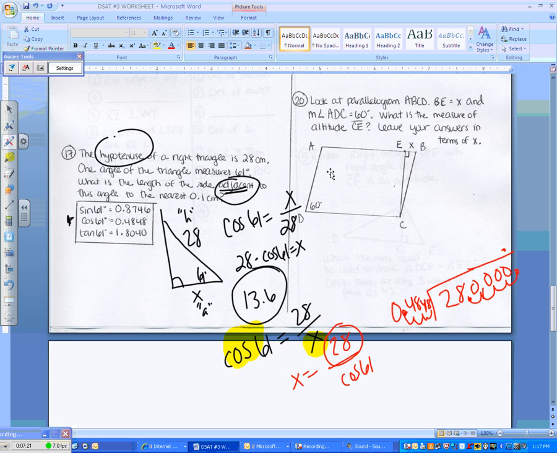Okay, last one, 20. Look at parallelogram ABCD. B equals x and ADC equals 60 degrees. What is the measure of altitude CE? Again, altitude is that perpendicular line. So really we're looking for this one, and I'll just call it y. Okay, it's a parallelogram. All the way back in chapter 6, we learned that opposite angles are congruent. This is clearly not drawn to scale, because if this angle is 60, that means this angle has to be 60 degrees. And we have a 90.